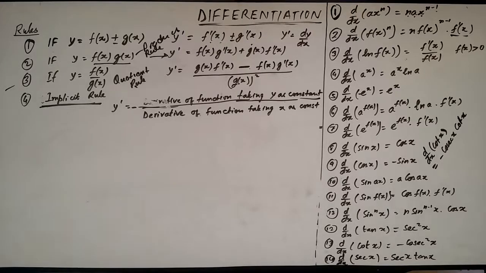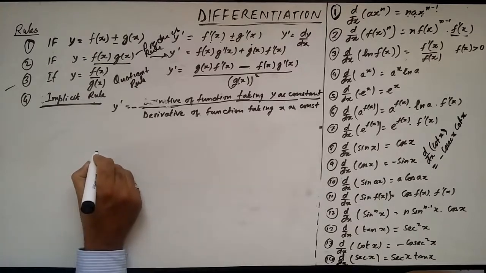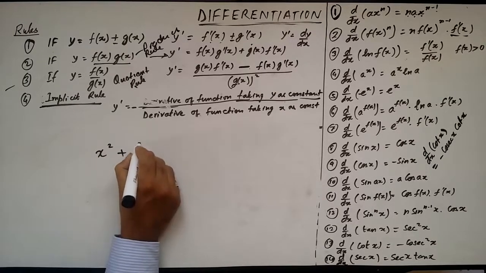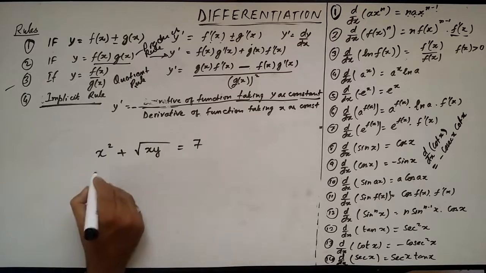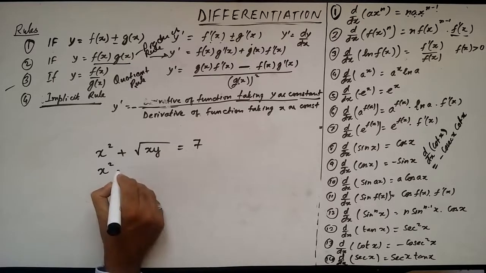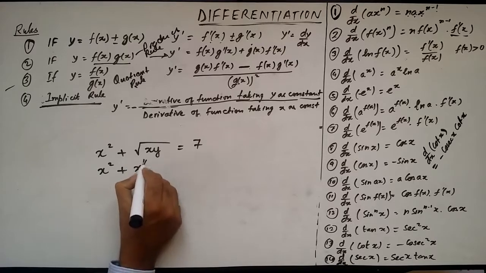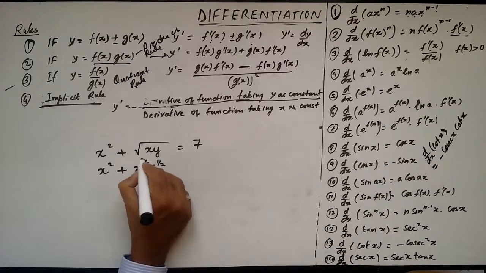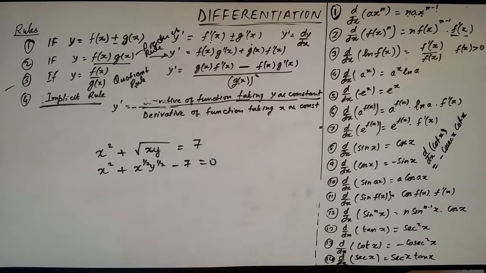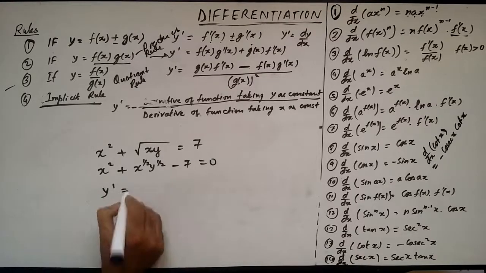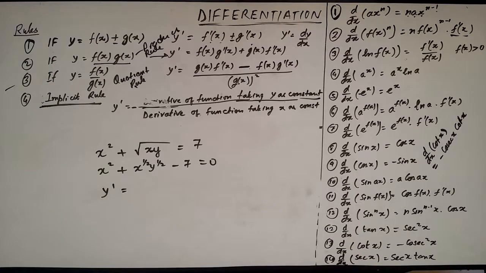Let's take another example to make the implicit rule more clear. Okay, let's see this one. x squared plus square root of x of y equal to 7. So let's write it in much simpler terms. This is x to the power half y to the power half, because it's root of both. So it is x to the power half y to the power half minus 7. We bring 7 to this side. So what is it? The derivative of y with respect to x is y stroke.